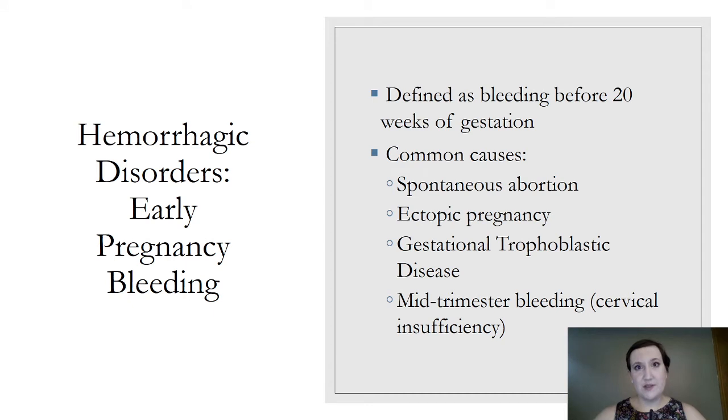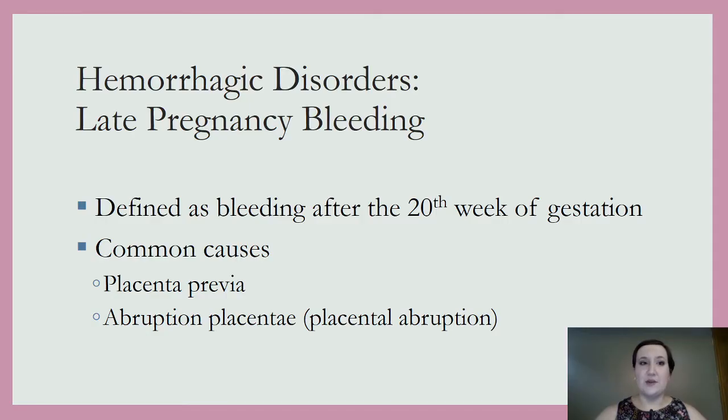Now, prior to 20 weeks of gestation, the most common reason for vaginal bleeding, for bleeding during pregnancy, is going to be a spontaneous abortion. Spontaneous abortion is the medical terminology for a miscarriage. We also have concern for something called ectopic pregnancy, gestational trophoblastic disease, and then when we're at that mid-trimester, so something closer to that 20-week time period, we might be looking at something called cervical insufficiency. So we're going to break these down a little bit more here in a little bit.